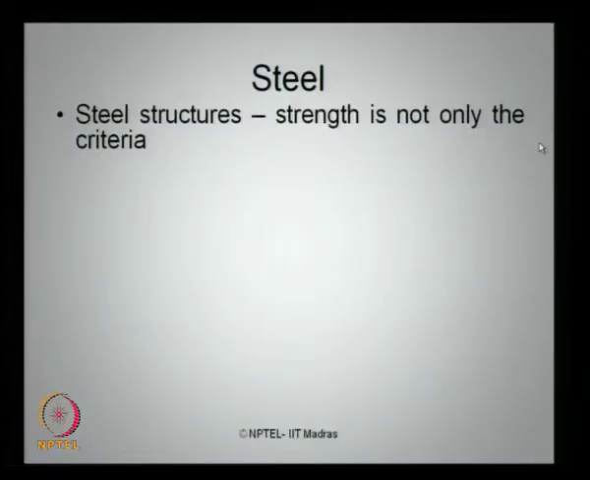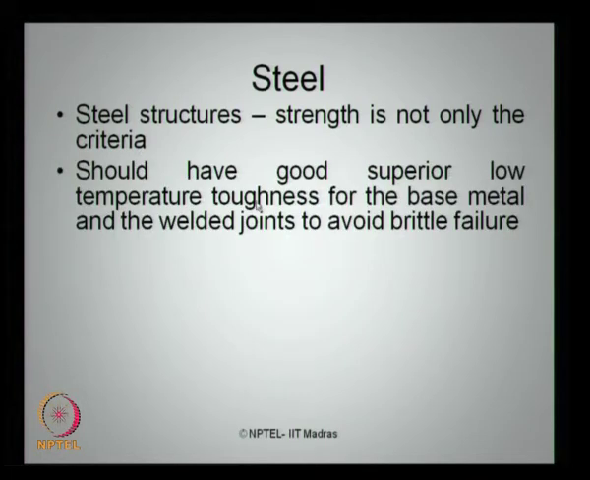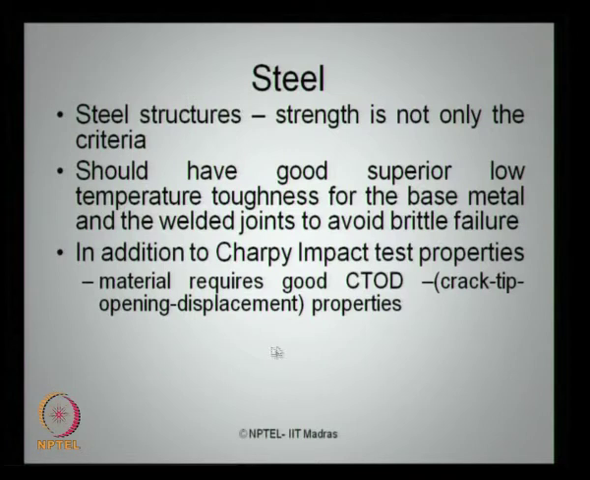If you look at steel again further, steel structures for design in offshore structural systems, strength is not the only criterion, remember that. It should have a good, superior low temperature toughness for the base metal and the welded joints, because this kind of combination of better strength and low temperature toughness will improve its weldability as well as avoid brittle failure. In addition to Charpy impact test properties, which are mandatory for steel to be selected on strength basis, material also requires good CTOD.